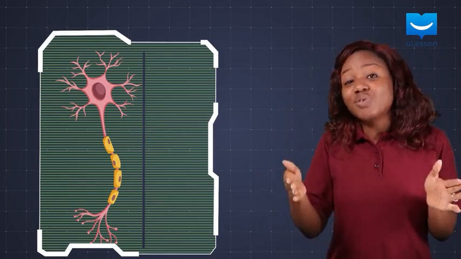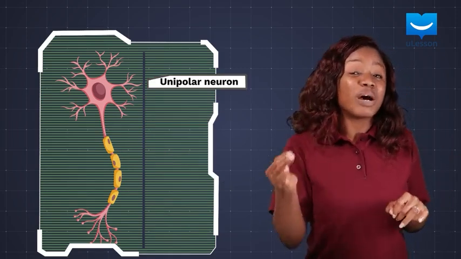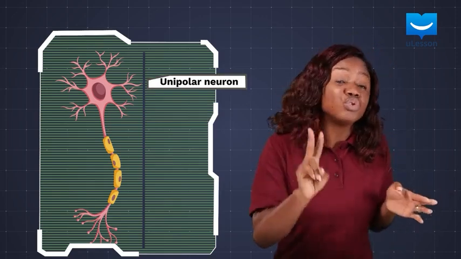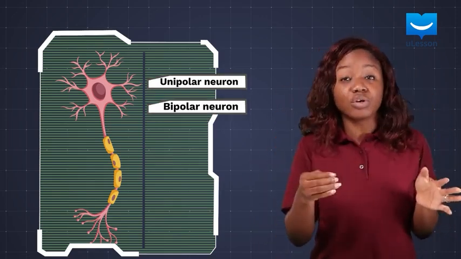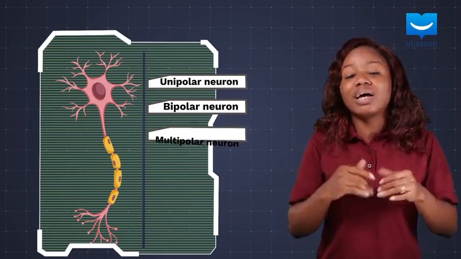Neurons with single neurites are called unipolar neurons. These neurons are commonly found in invertebrates like insects. Neurons with two neurites are called bipolar neurons, while neurons with more than two neurites are called multipolar neurons.